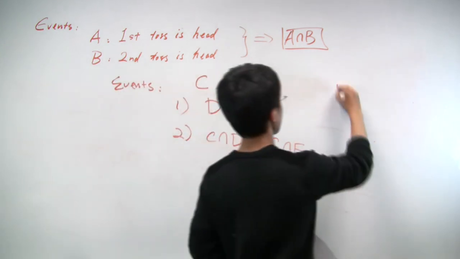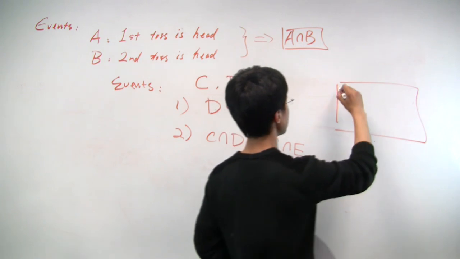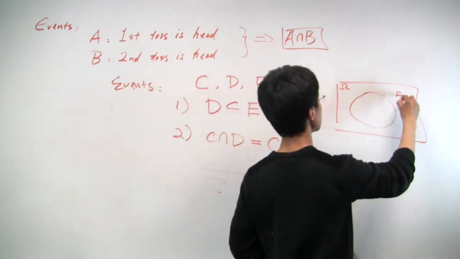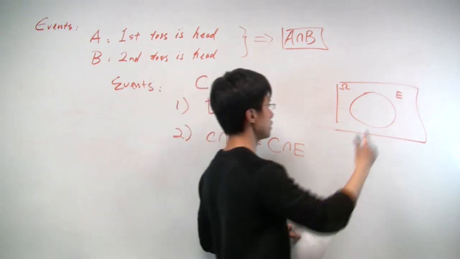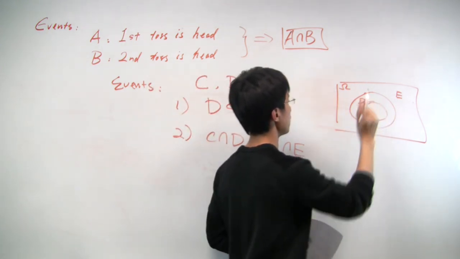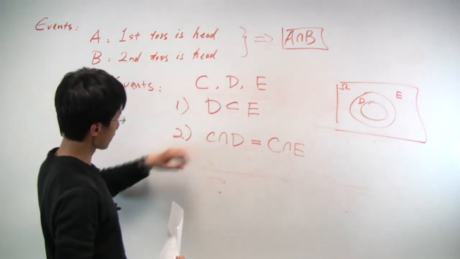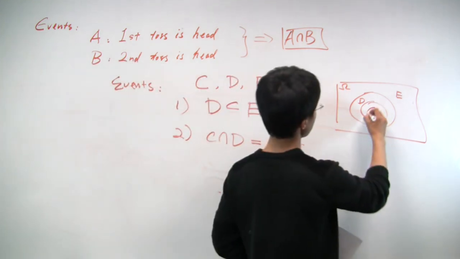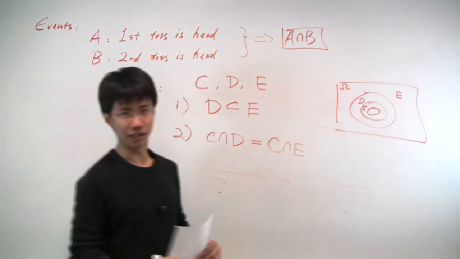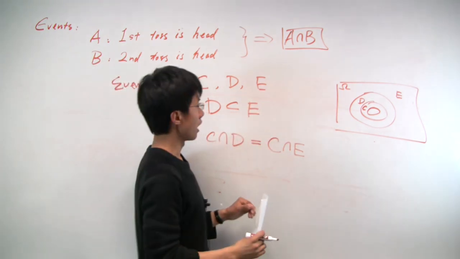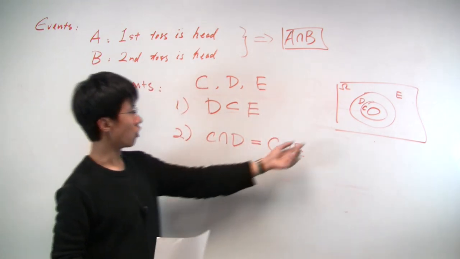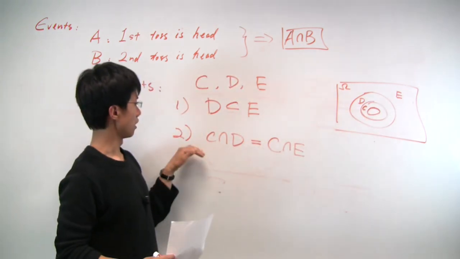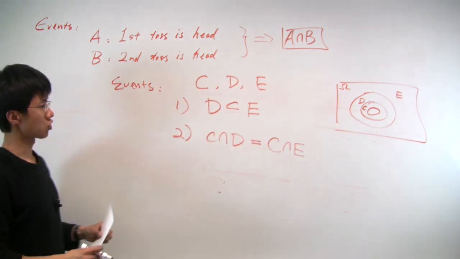Let's see a particular example. Say you have a sample space and some event E. By the first condition, D has to lie somewhere in E. For the second condition, we pick some event C such that this is true. One way to do so is simply picking C that lies within both D and E. You can see C intersection D will be C, and C intersection E will still be C. Hence, the second equality is true.